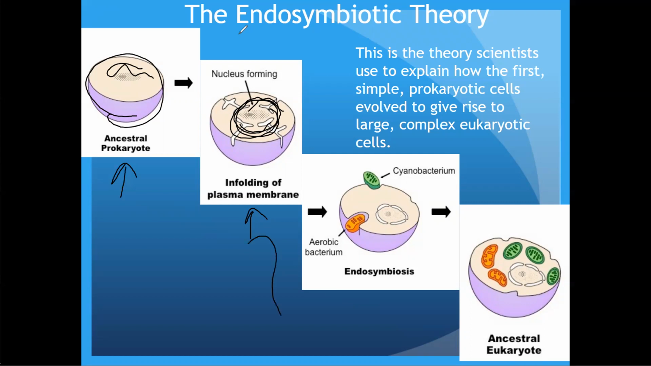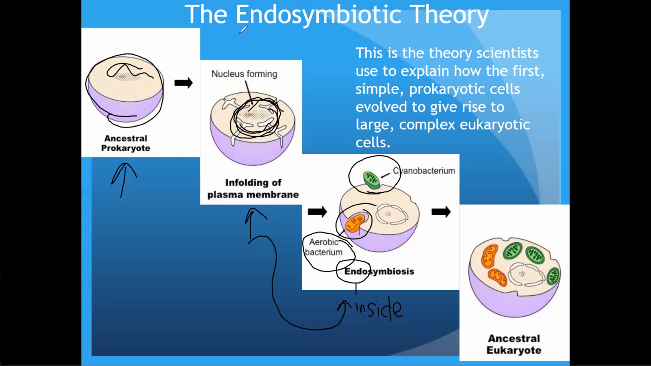But we're not done. Over time, this larger, primitive eukaryotic cell says, I need more help. And I see that these smaller prokaryotes can do different jobs. So let me eat them. Let me engulf them. Let me take them inside my cell. Endo means inside. Let me eat them. Let me engulf them so they can do work for me.